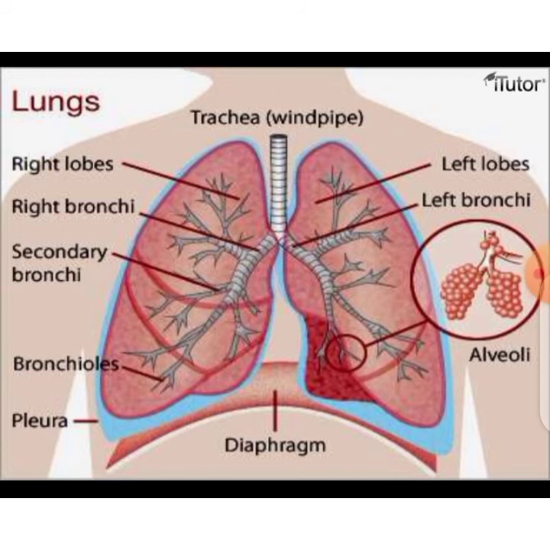Here we have the right lobe. We have the right bronchus. We have the secondary bronchi here. We have the bronchioles and the pleura here. Mind you, this is the right side of the lungs or the body, and this is the left side. So here we have the left lobe, the left bronchus, and the alveoli. The alveoli is pictured. You can see the picture of the content of the alveoli, which is really the gas exchange. Inside the alveoli, you have the gases here, as shown on this picture.